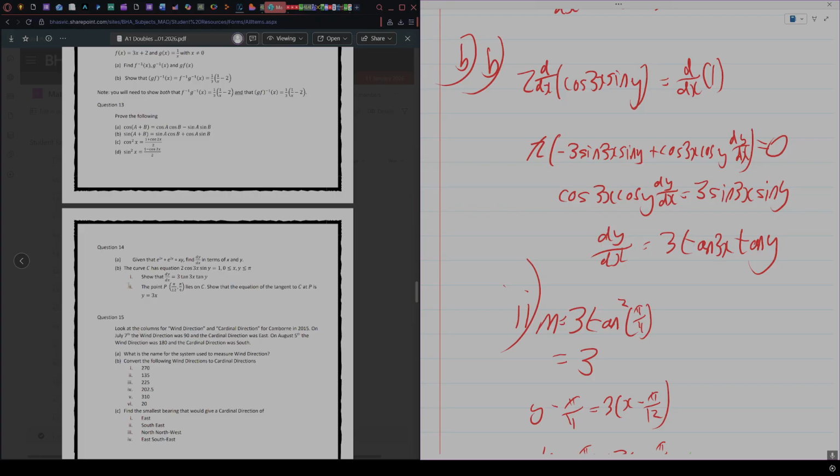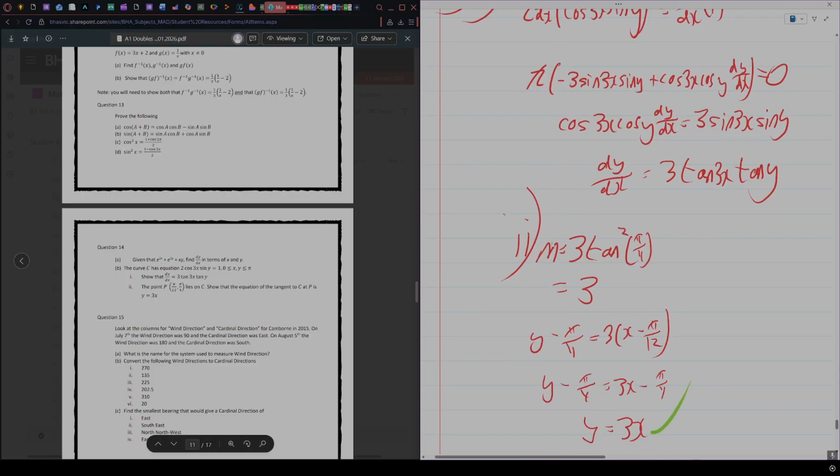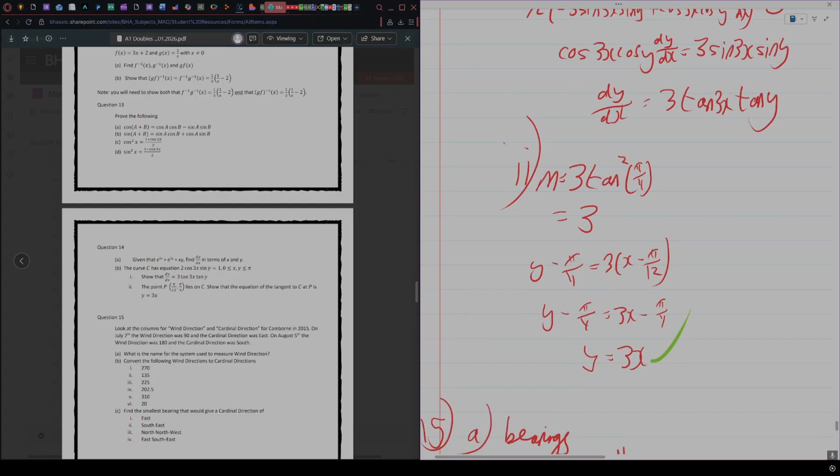Next, with showing that the tangent at this point is y equals 3x. Well, we know the point, so we just need to find the gradient now. And we have the derivative, so we just put in our point. It just becomes tan of 3 times pi over 12 times tan of pi over 4, so it's just tan squared of pi over 4, which is 3, because tan squared of pi over 4 is 1. And then you can use y minus y1 equals m times x minus x1, and you get your line.